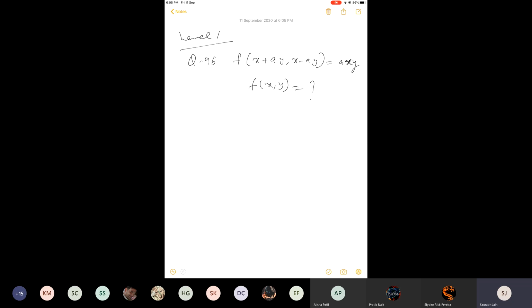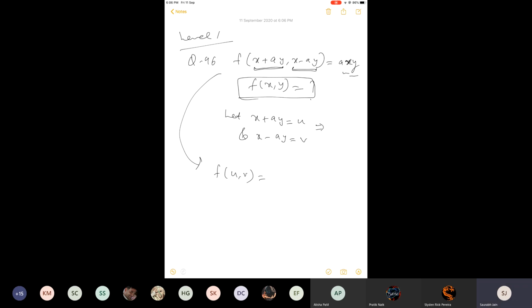Okay, so for such types of questions, we will try to replace these expressions by single alphabets. We will assume x plus ay, let's say, as u, and x minus ay as v. Because of these substitutions, on the left hand side the expression will become f of u comma v, which looks similar to f of x comma y. Now what is left? Solving these two equations and getting the values of x and y. That will be our answer.